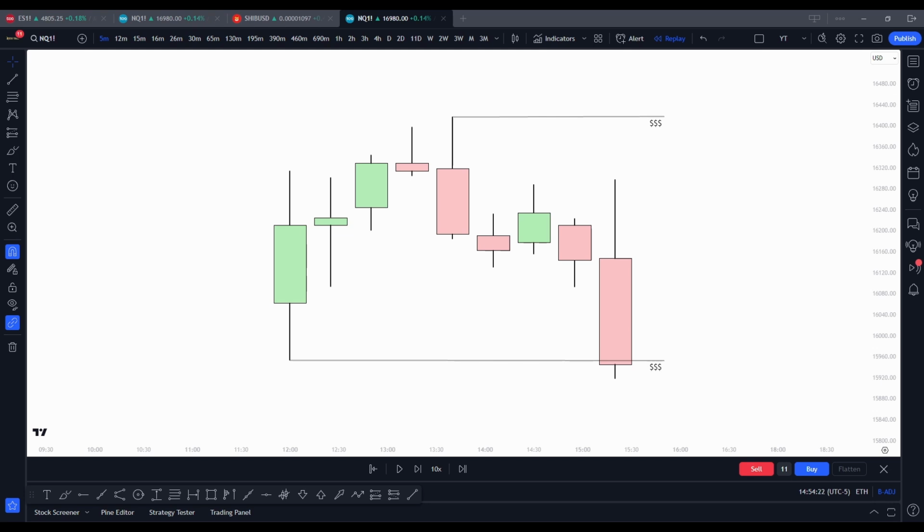So in today's video, I'm going to teach you guys how to identify the draw on liquidity or pick a price target. So let's dive in. Now, what is liquidity when it comes to trading? Liquidity is an area in the charts in which an asset can be bought or sold fairly quickly.